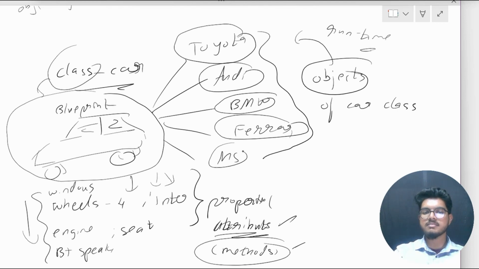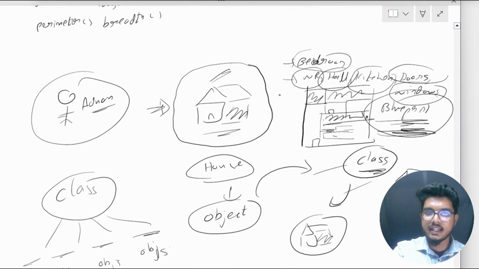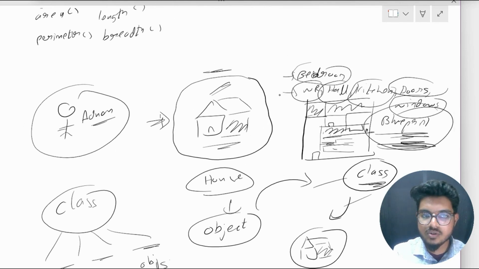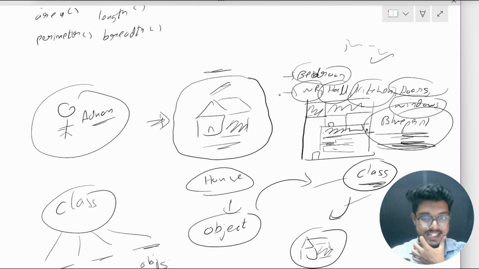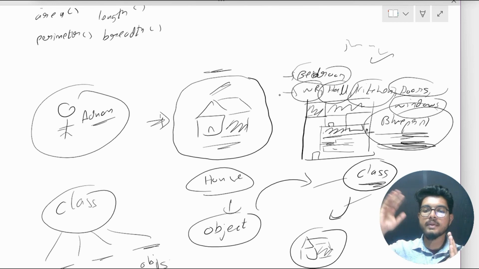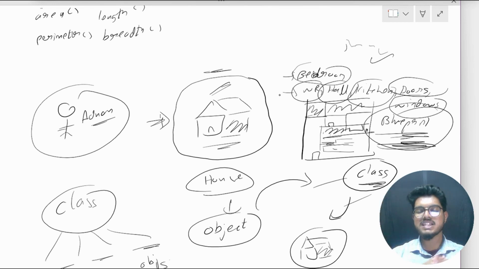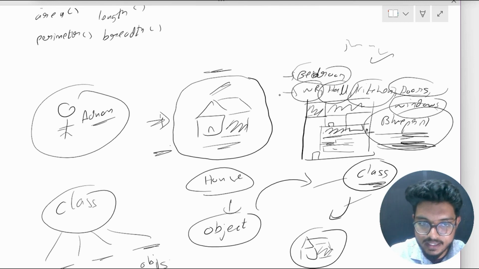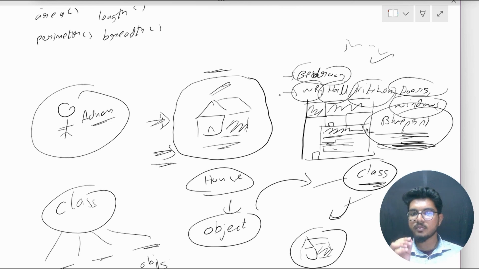All of this is just imaginary. In the same way, until and unless you create the house, this blueprint drawing is just imaginary. In the same way, until and unless you create the object, the class is just only the blueprint and imaginary. It does not occupy any space in your server or your system until and unless you create the object of it. I hope it is clear.